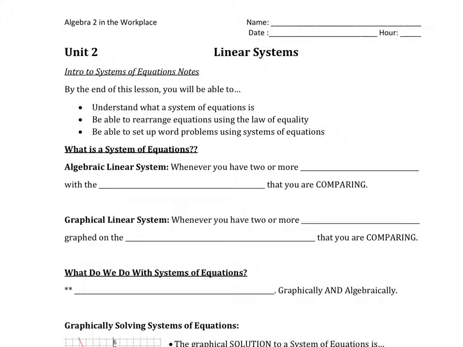So up until this point, we've been looking at lines, but only one equation of a line at a time. Today we're going to be moving on to systems of equations, which is where we're looking at multiple lines at a time. So first, what is a system of equations?